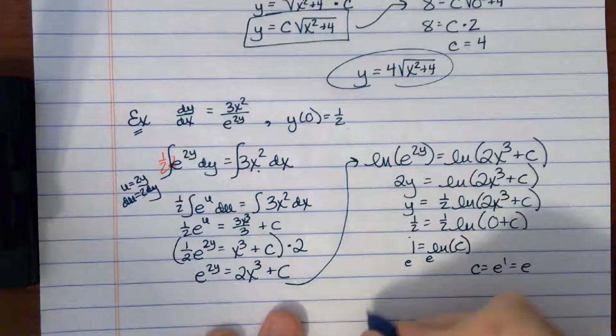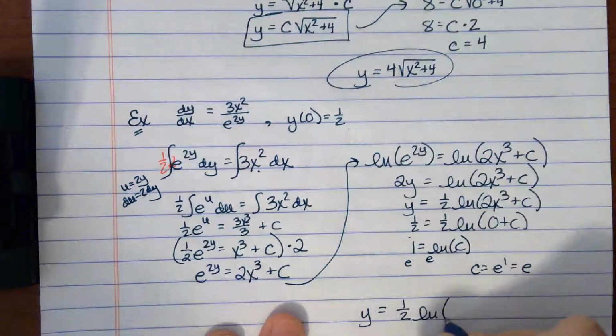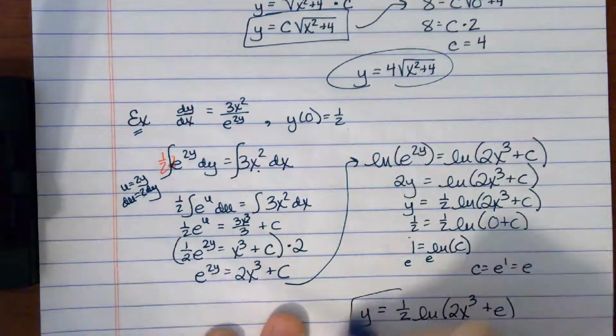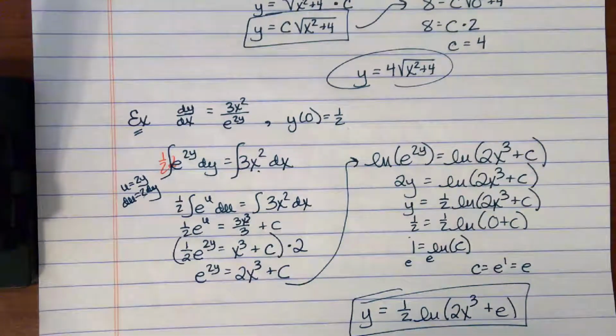Which means my solution to this differential equation is y equals 1/2 times the natural log of 2x cubed plus e. And there we go with that one. Make sure this is in your notes. Okay, next.